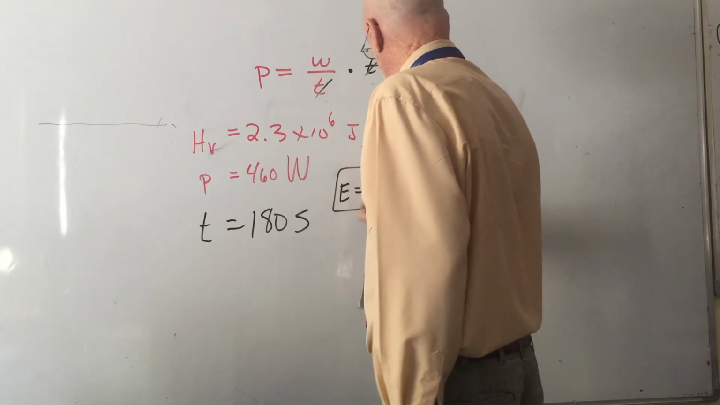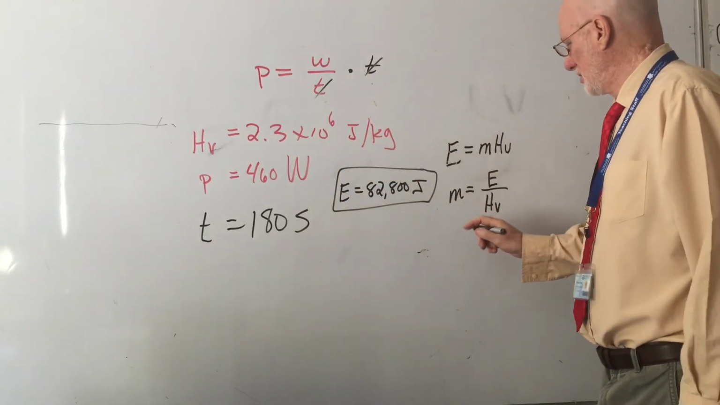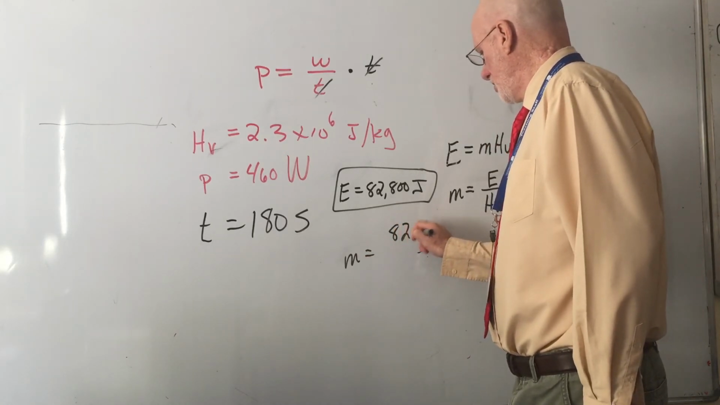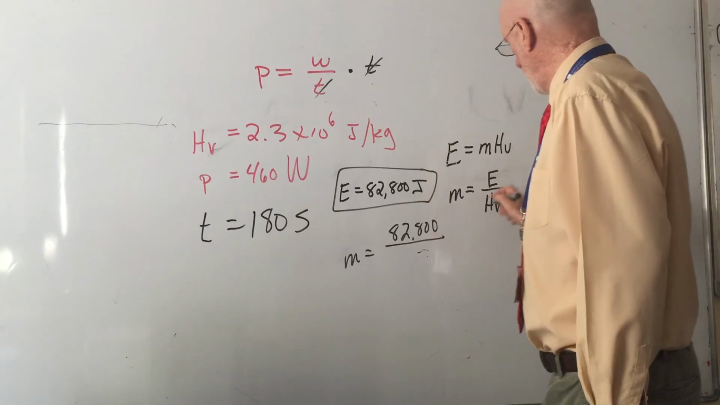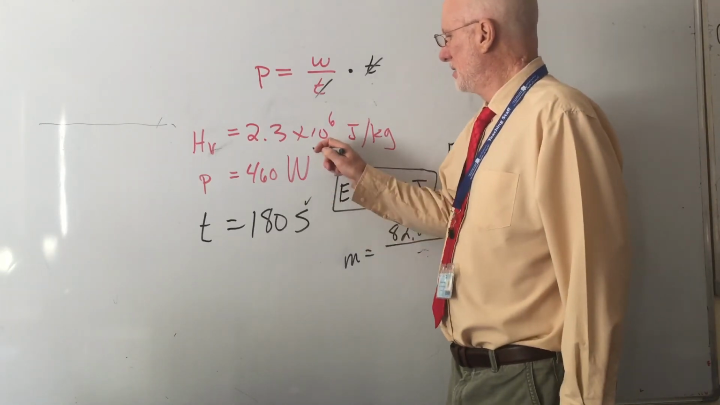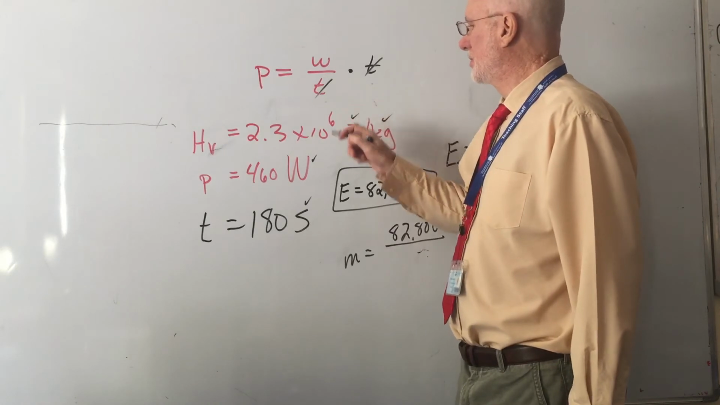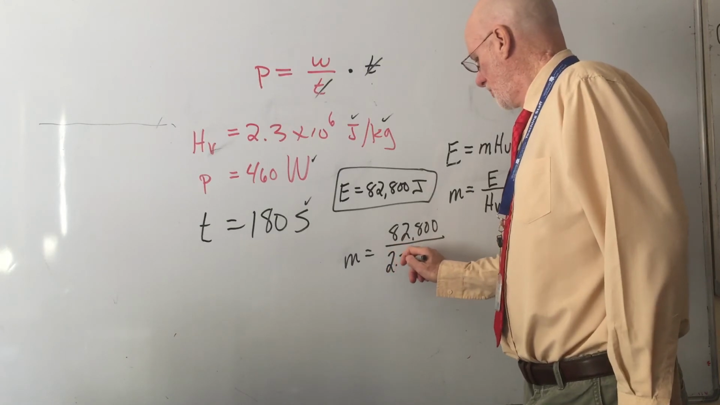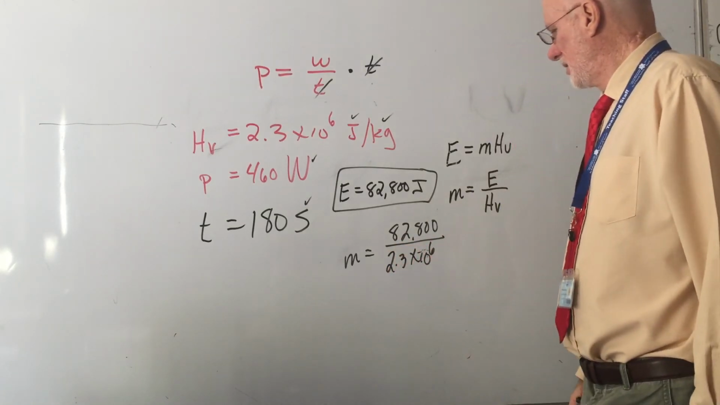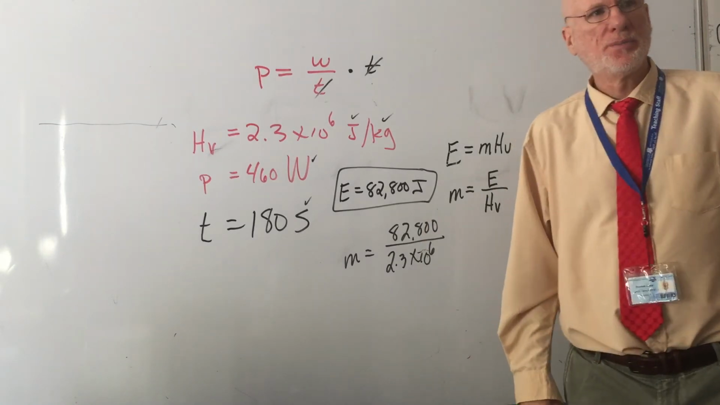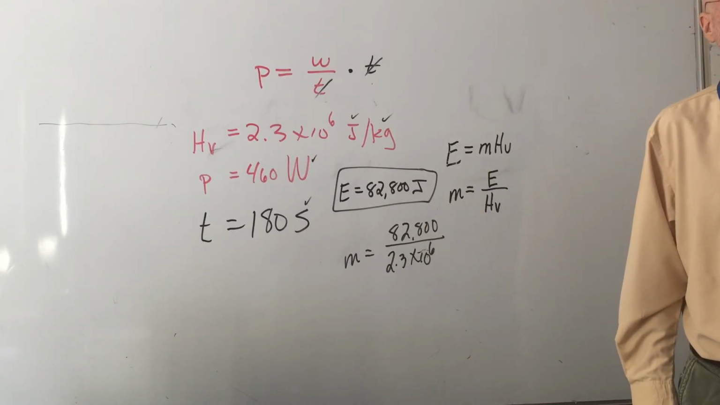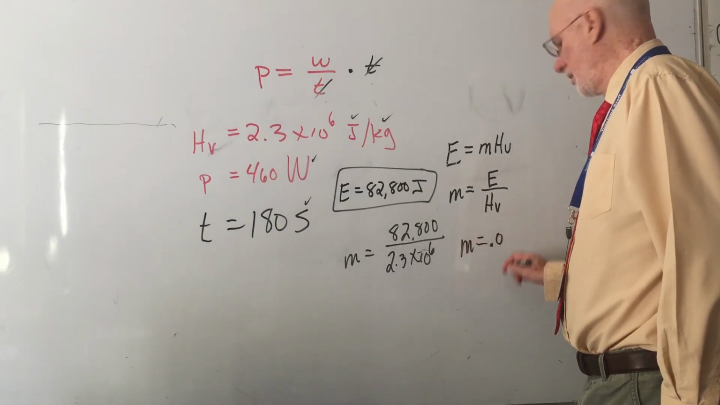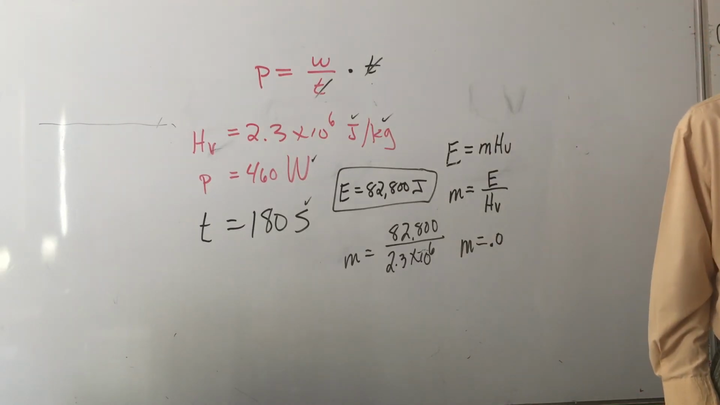82,800 joules. And we know what HV is. So M is going to be 82,800 divided by 2.3 times 10 to the 6th. We know that we have seconds, watts, joules, kilograms. We're cool. That's about a third, plus it'll be over 2 decimal places. So what's the answer? M equals 0.036.